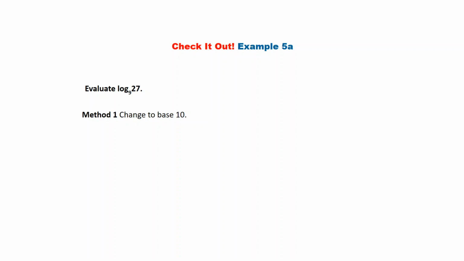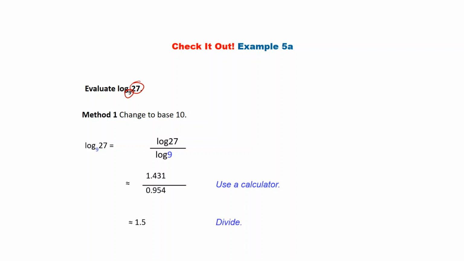Okay, so try this one on your own. Turn your video off and give it a try. The first way I want you to try is by changing to base 10. So all we have to do, it's really quite simple, is divide log 27 divided by log 9. Putting that in your calculator and dividing out, we end up with 1.5.